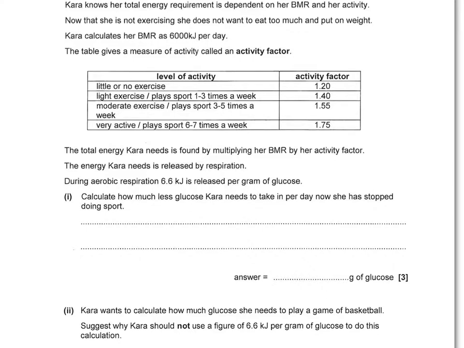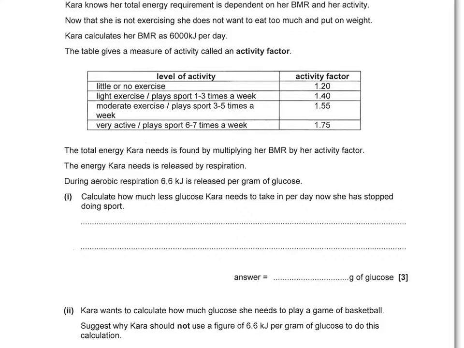The energy Cara needs is released by respiration. During aerobic respiration, 6.6 kilojoules are released per gram of glucose. Calculate how much less glucose Cara needs to take in per day now she has stopped doing sport. This is a really tough question.